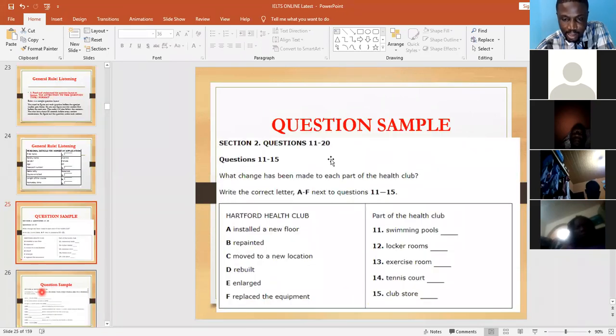Okay, this is a question layout now. This is another question layout. In this part, you see question, sorry, it's like my slide. Did I jump anything? No, I didn't jump.